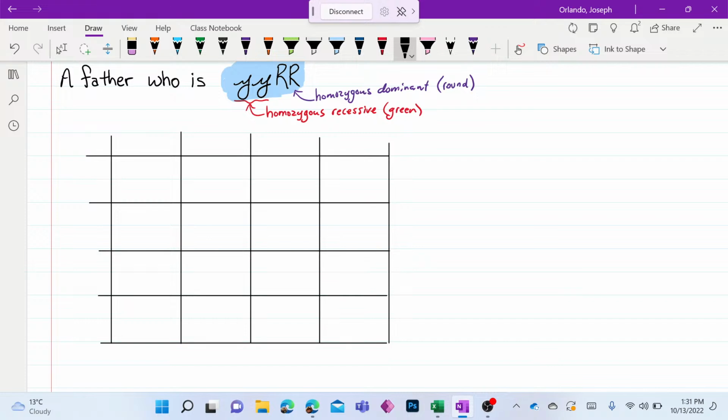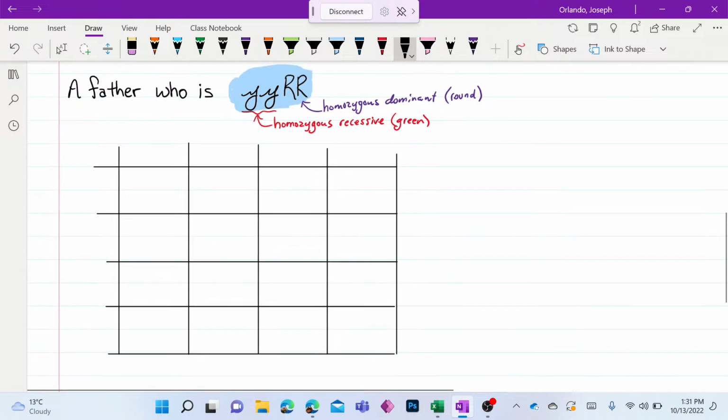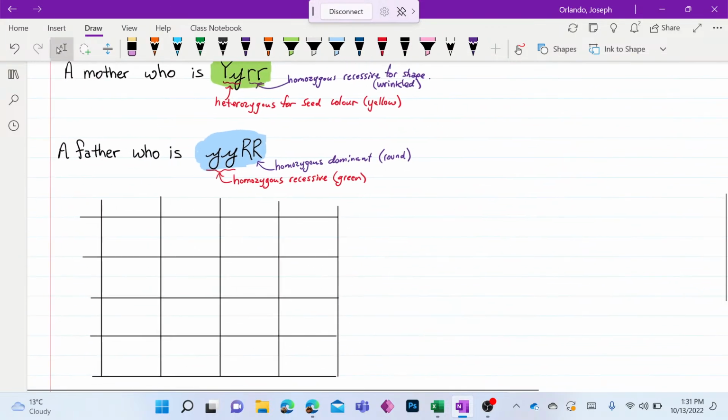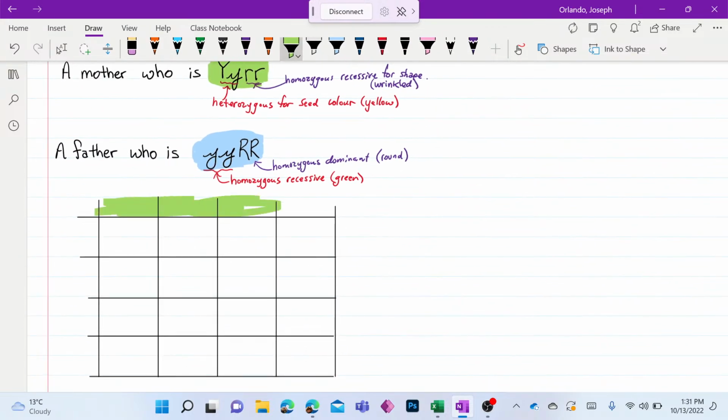Okay. So 4x4. 1, 2, 3, 4. 1, 2, 3, 4. All right, a 4x4 grid. And we are going to dedicate the top of this grid to all of the possible sex cells that the maternal plant could produce, which would be all of the seed cells. And we're going to dedicate this side to all of the pollen cells that the father plant could produce. So now, if we write this down, we're going to do big Y, little y, big R, little r gets crossed with little y, big R, big R. That's what this table is.